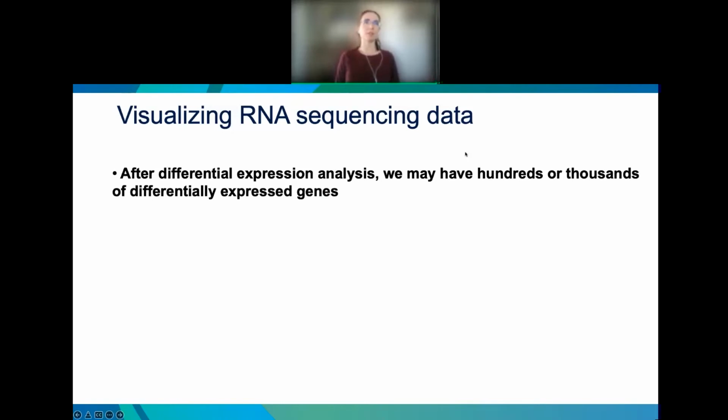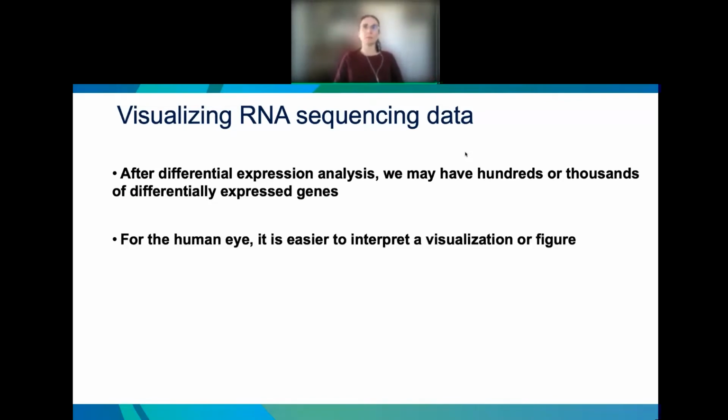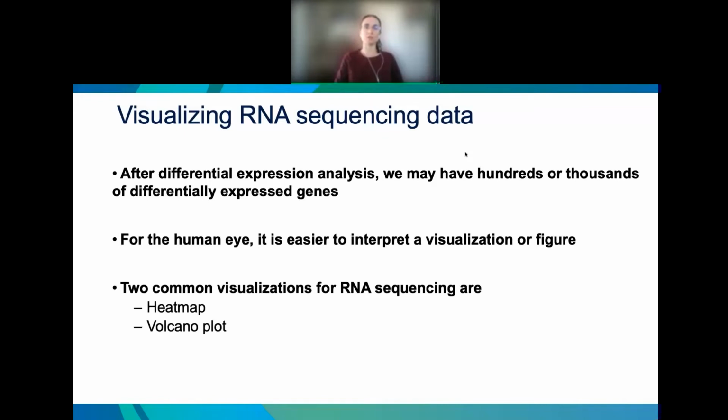So after our DESeq2 differential expression analysis, we may have hundreds or thousands of differentially expressed genes. We haven't looked to see yet how many differentially expressed genes we have. I just know that this may be the case. With this kind of data, it's easier to interpret a visualization or figure. And two common visualizations for RNA sequencing are the heatmap and the volcano plot. So we're going to make both of these visualizations using our sequencing data here. We're also going to make a PCA plot using only the differentially expressed genes, but I'm not going to go over PCA because I did that already.